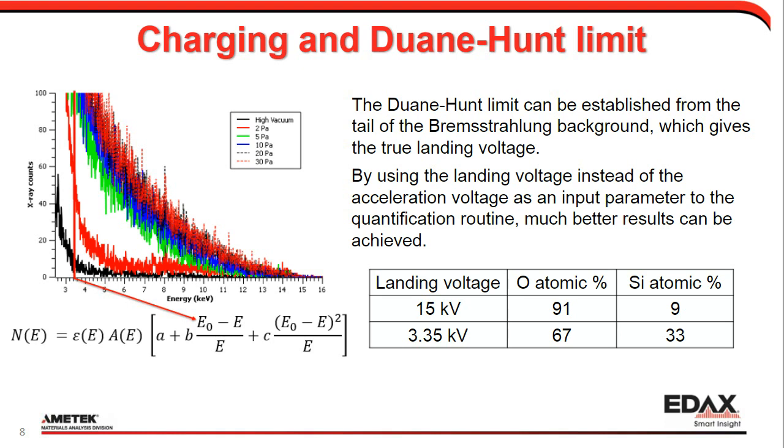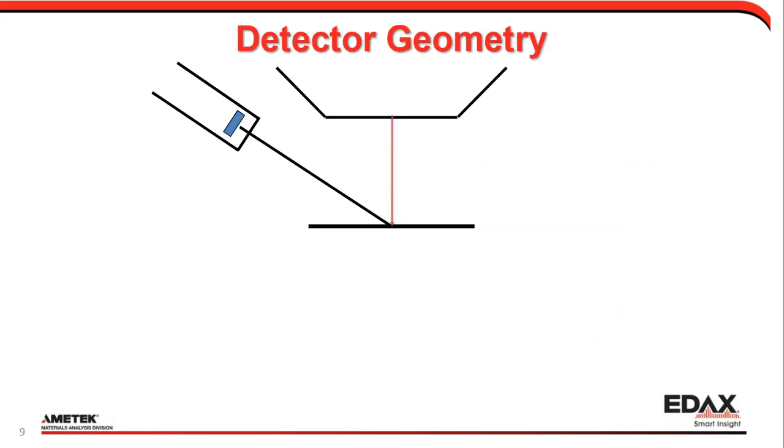So if you have a charging sample, you can see it in the background. And in general, you don't want to click the quant button when you have a charging sample because the input parameters to the model are wrong. You would want to change the acceleration voltage to be the true landing voltage, as done here, to get more reasonable results. So the Duane-Hunt limit is the easy one to extract from the background spectrum.